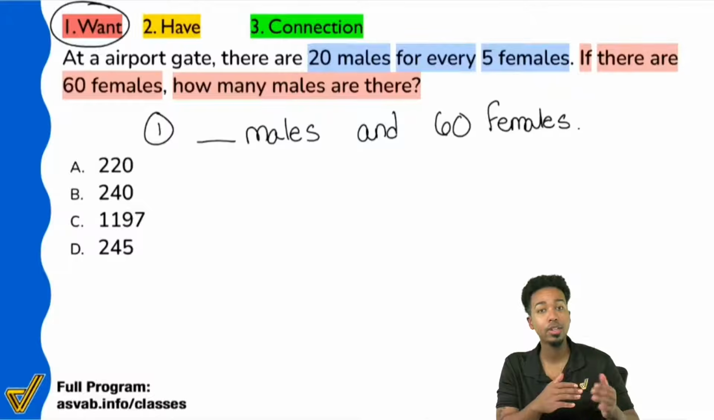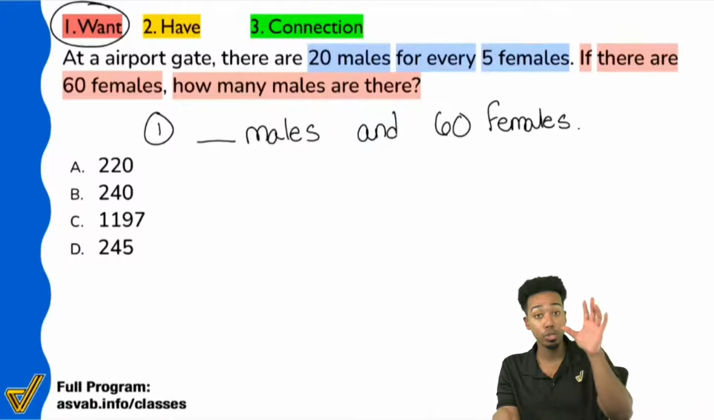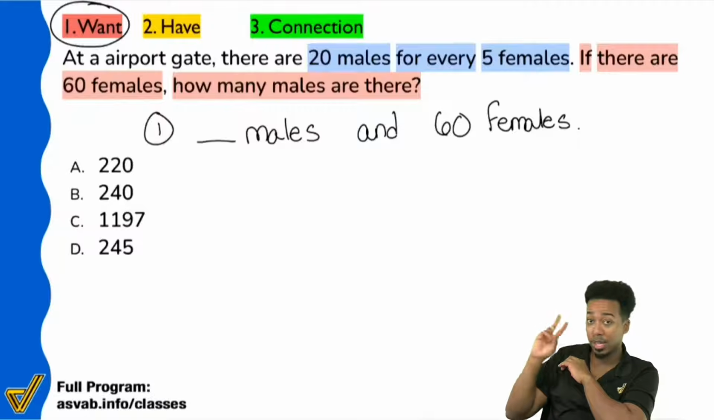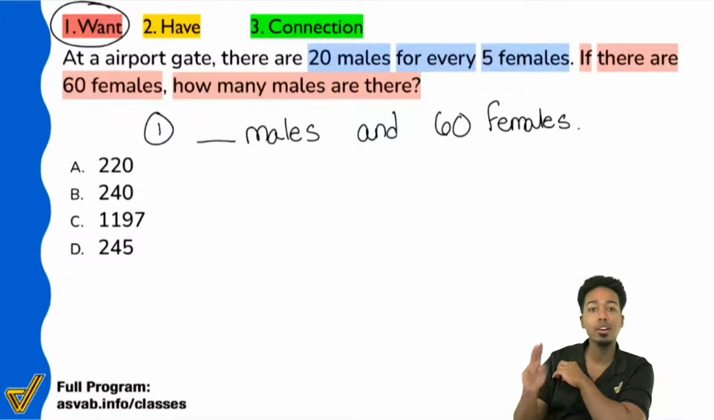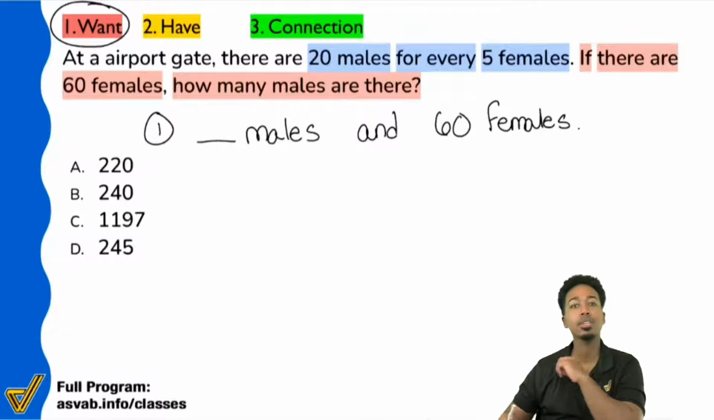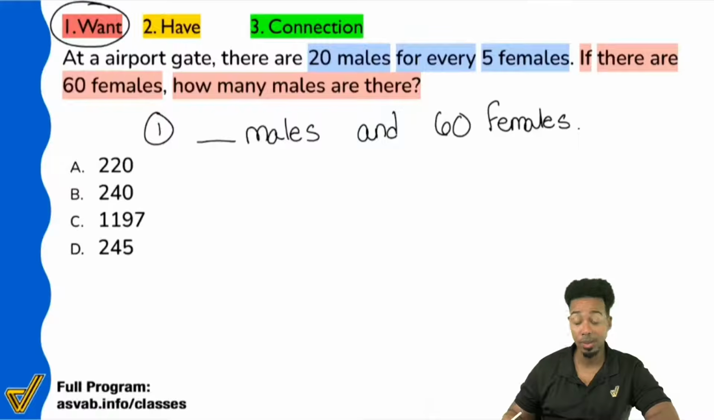So before I continue, yes or no, do you understand that the problem does this twice? It compares males to females twice. And again, that's how you know it's a proportion problem. You are comparing the same things, and now we're going to compare them in the same way.